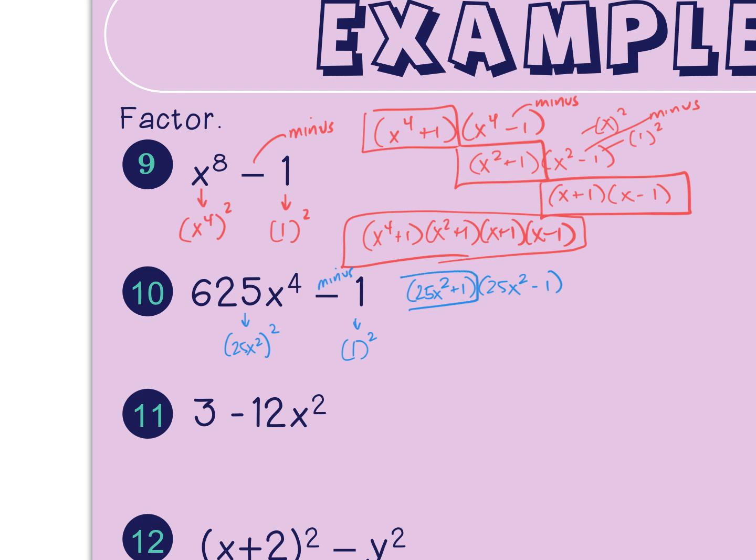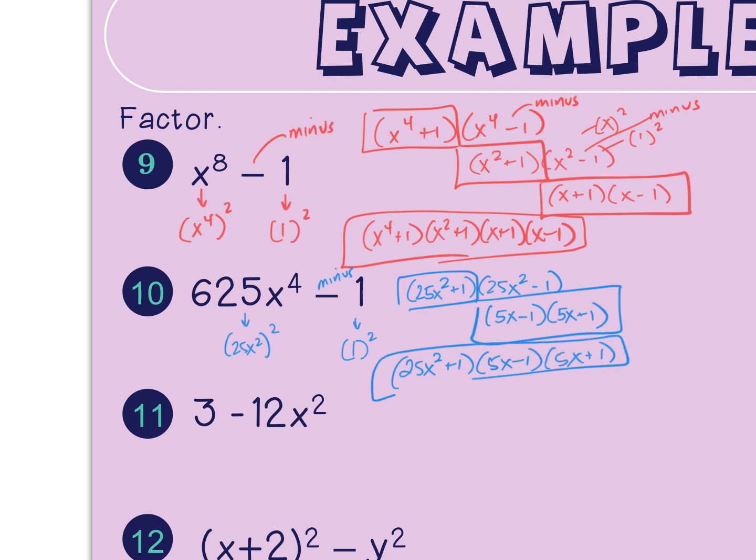Now again, the plus 1 is done. However, 25x squared minus 1, I can keep going. This becomes 5x minus 1 and 5x plus 1. Because again, 25x squared has a square root, which is 5x. 1 has a square root, which is 1. And it's a minus. And so, again, I have to include those. So this is 25x squared plus 1 times 5x minus 1 times 5x plus 1. And it doesn't matter the order as long as the three binomials are exactly the same.